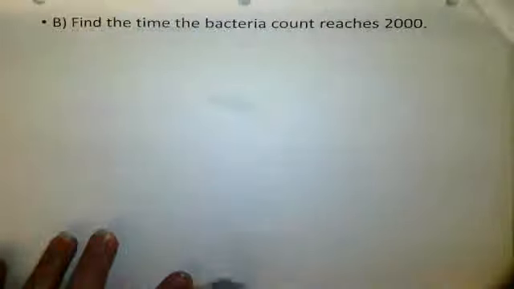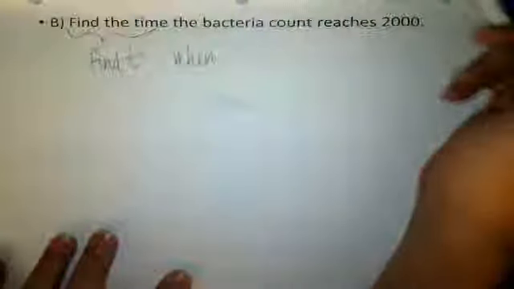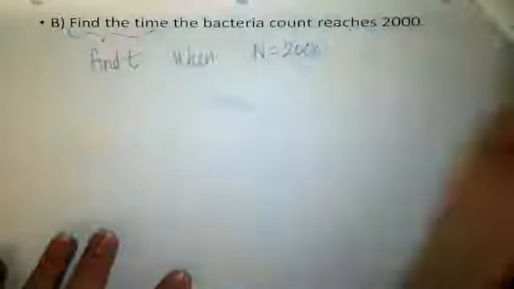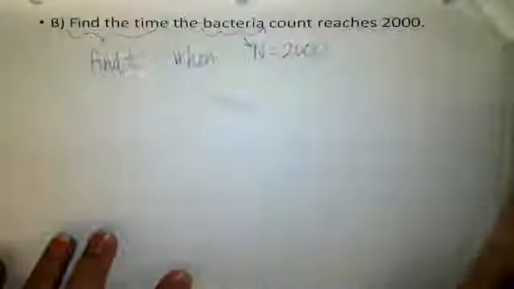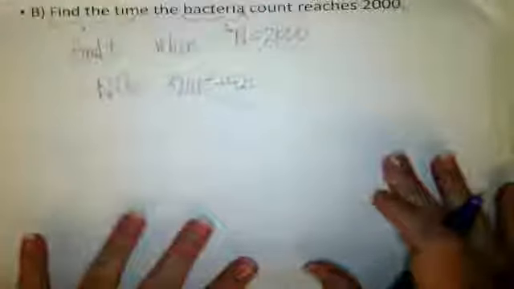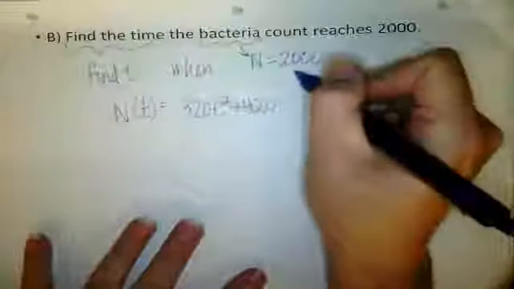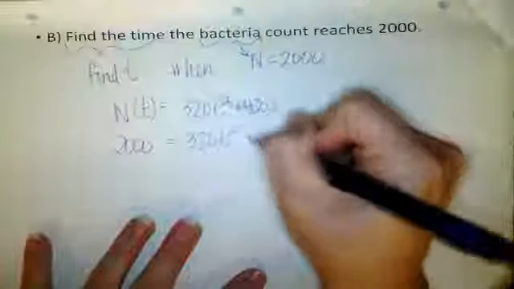Okay. What are they asking us to do here? All right, that's a find t when. Good. And so when you understand what the letters mean, bacteria is 2,000. So I'm going to take our equation that we just found. N of t equals 320t squared plus 420. And what am I plugging in? 2,000. 2,000 equals 320t squared plus 420.